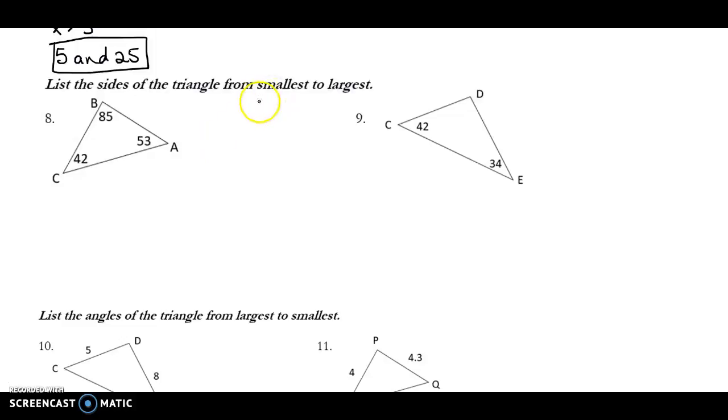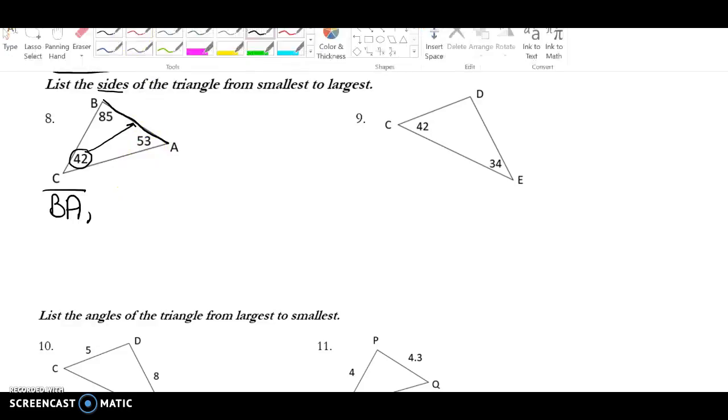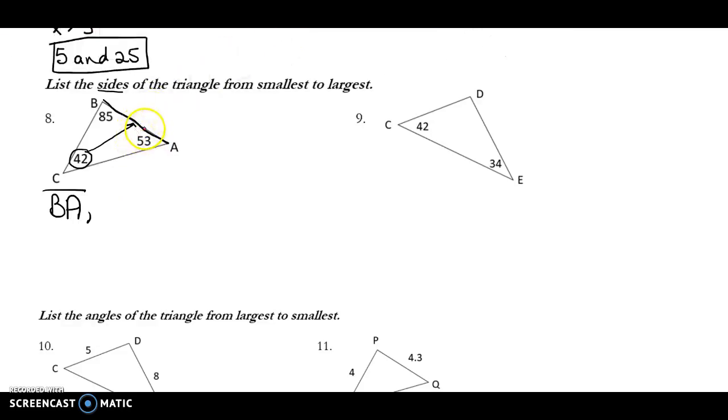Okay, so knowing what we talked about, we're going to list the sides from smallest to largest. So I have to pick my smallest angle. My smallest angle is 42, and 42 is opposite this side, which is BA. My next smallest angle is 53, which is opposite here, which is CB. And then that leaves my biggest angle, 85, to be opposite CA.